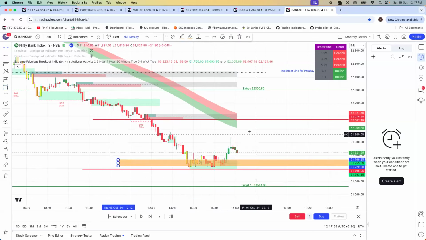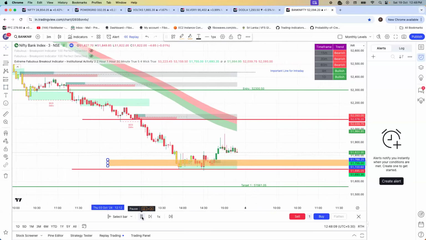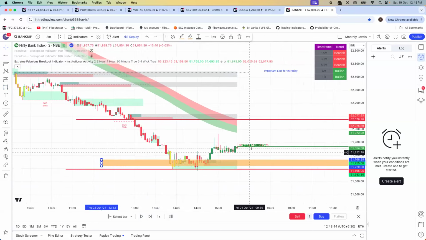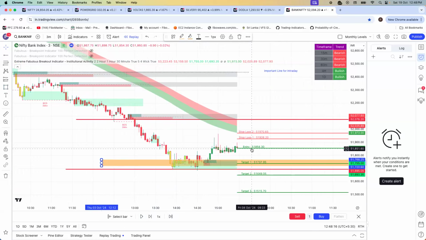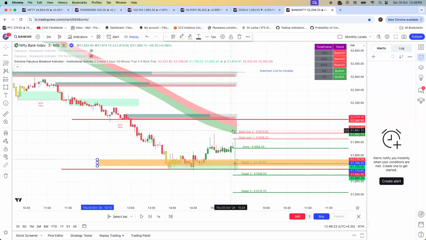Now you have a confirmation here. It's almost near to the cloud. Let's see what happens here. You're getting an entry point now. Okay, but still there's no long entry point. It's still on the selling side. It did not allow the market to go up. Even though green is forming, even though the order block is forming, everything is on the negative side.